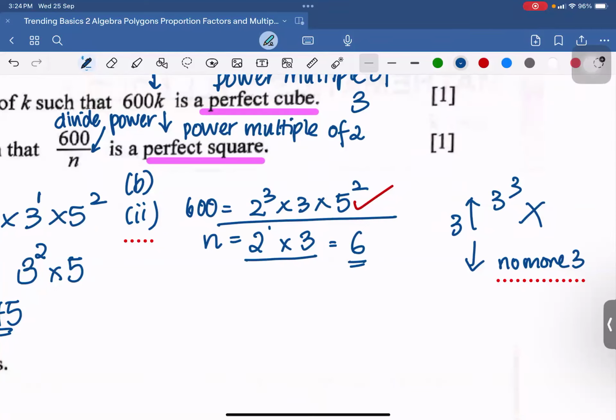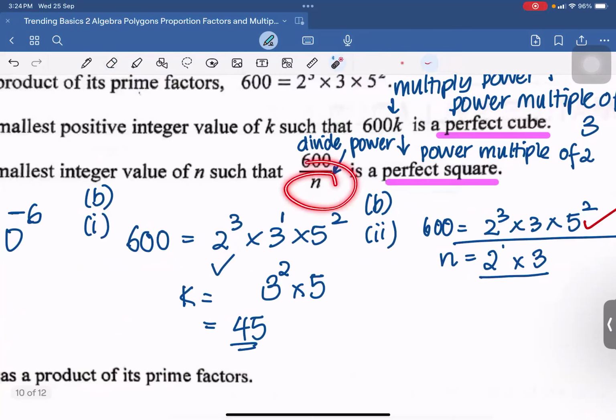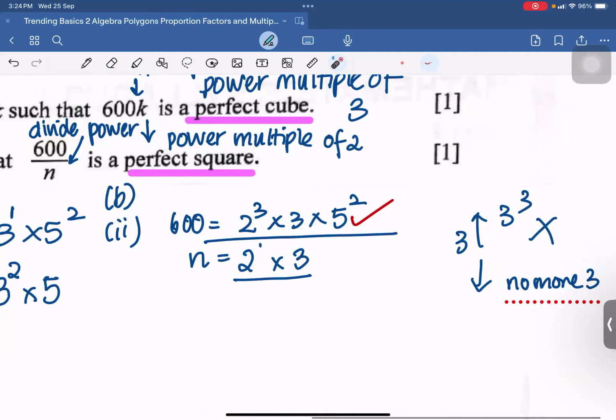So why cannot times by 5 square? Multiply by 5 square, is it? You're saying? Yeah. I'm not multiplying anything because I want it to be smallest possible, so I only do what is minimum. This one is already a perfect square. Do I need to deal with it? No. Don't need, so I leave this alone. I don't need to multiply or divide it with 5 square. So I leave it, and I want this as small as possible, the minimum number only.